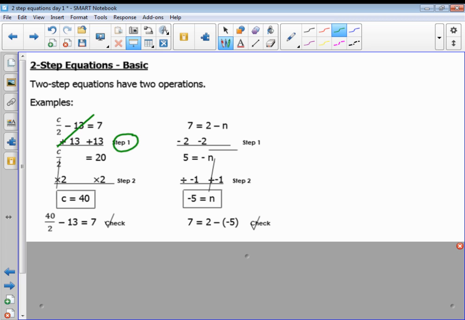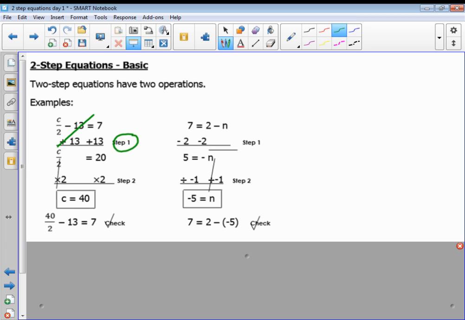Now we're down to a basic one-step equation that we focused on last week. C is divided by 2. So if I use my inverse operation, I'm going to multiply both sides by 2 for step 2 to get my answer of c equals 40.